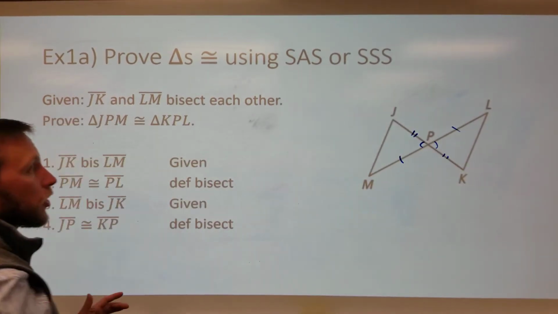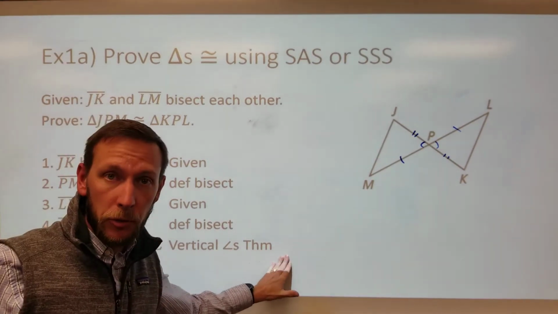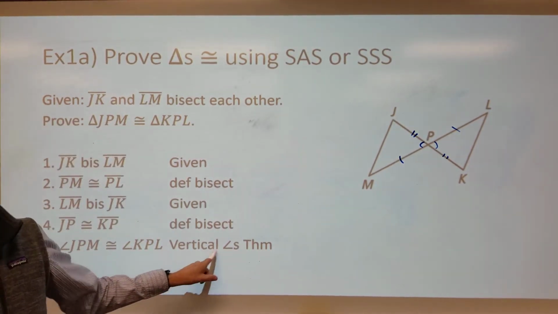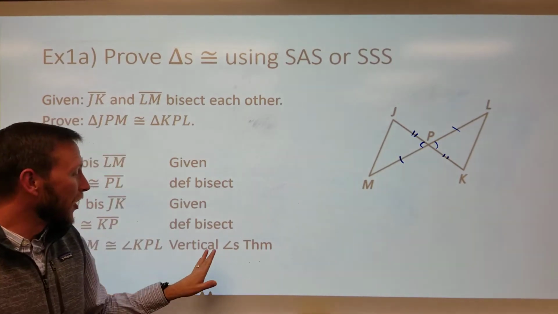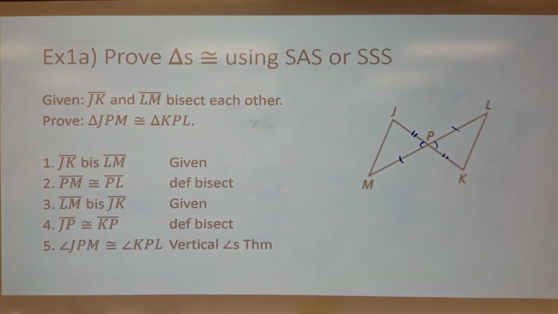Now, I also know that the angles around P are vertical angles. So angle JPM and KPL are congruent by the vertical angles theorem. You can either write vertical angles theorem, you can write theorem 1-1, which I wouldn't expect you to remember, or you can say vertical angles are congruent. All right, there's a couple of different ways that you can articulate that.